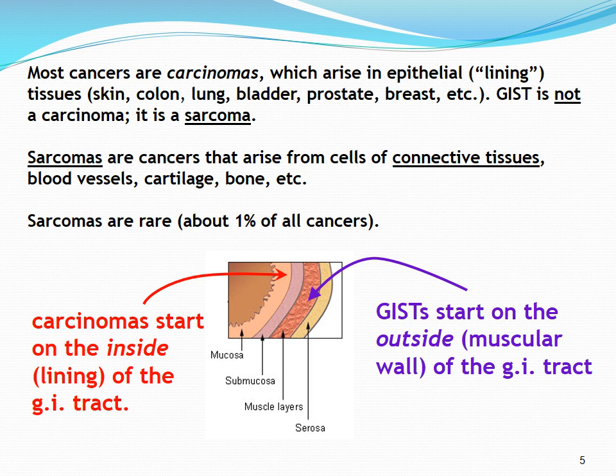Sarcomas are cancers that arise from, in general, connective tissues or internal tissues within the body, like blood vessels, cartilage, or bone. In particular, if we look at the stomach, which is where many GISTs arise, a carcinoma begins on the inside, that is, the inside lining of the gastrointestinal tract. GISTs, on the other hand, begin outside the stomach, in the muscular wall that surrounds the stomach.